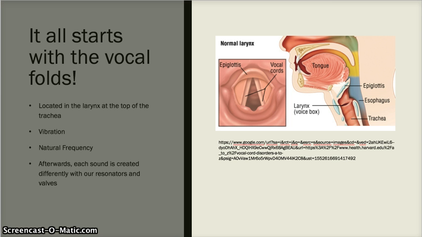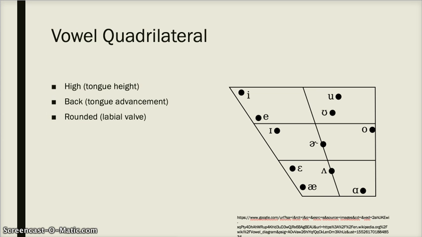This buzzing sound that comes from our vocal folds is our natural frequency, or the frequency at which our vocal folds vibrate. And this is dependent upon length, density, tension, and stiffness.